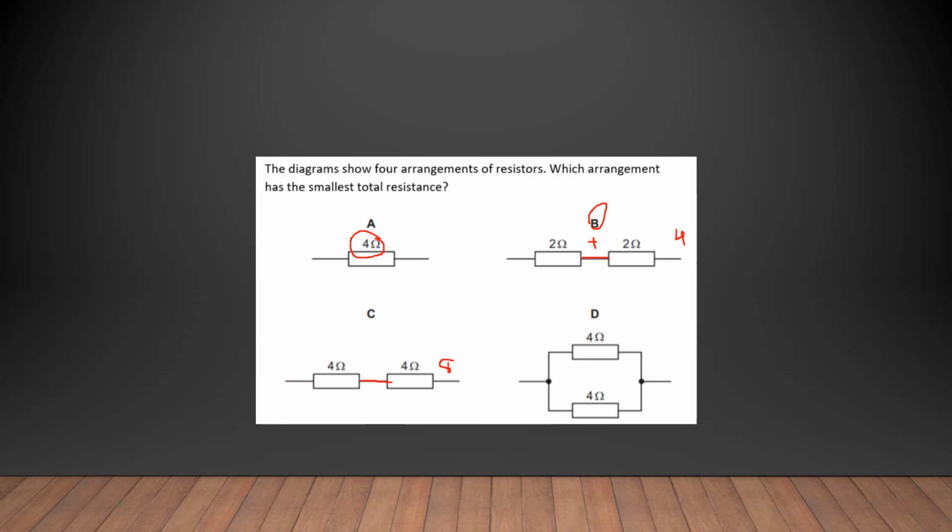Here two resistors, 4 ohm and 4 ohm, are connected in parallel. So 1 by 4 plus 1 by 4. Using that formula, we will get the total resistance as 2. So this is the arrangement having the smallest total resistance. So D is the answer.